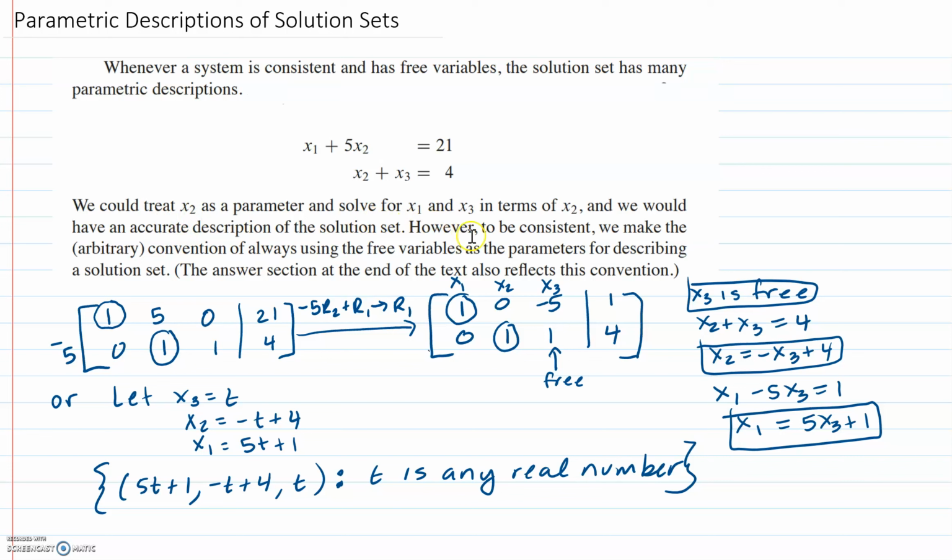It says here, however, to be consistent, we make the arbitrary convention of always using the free variable, if you can see here, x3 was our free variable, as the parameter for describing a solution set. So we're going to parameterize x3 because x3 was our free variable. And by the way, the answers in the back of the book of this text also reflect this convention. So the answers in the back of the book will look like this.